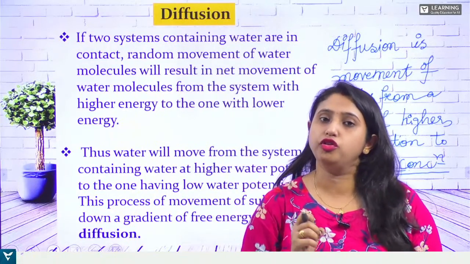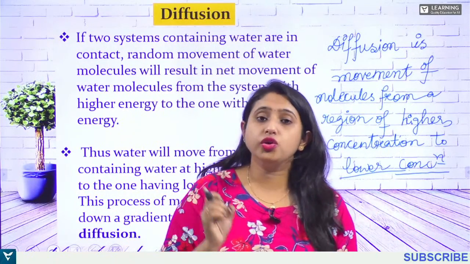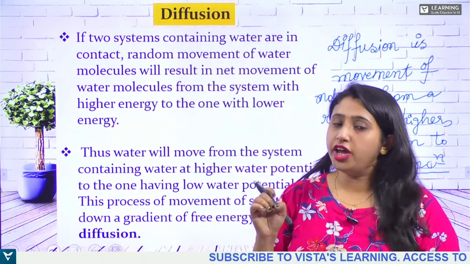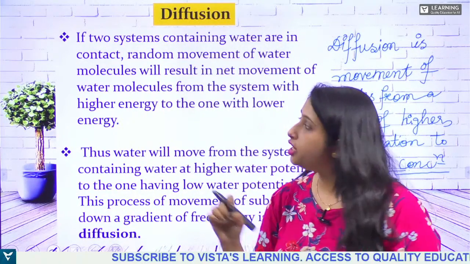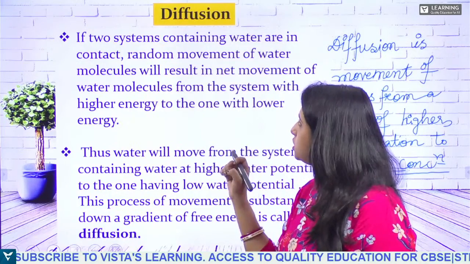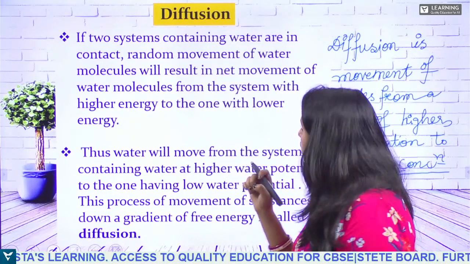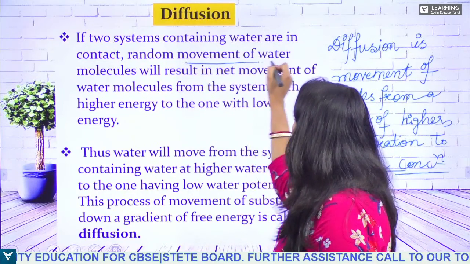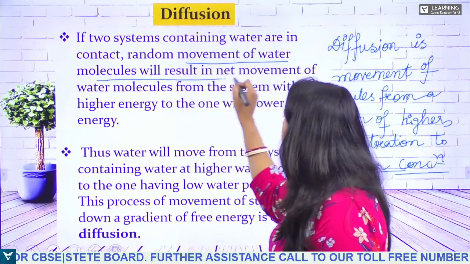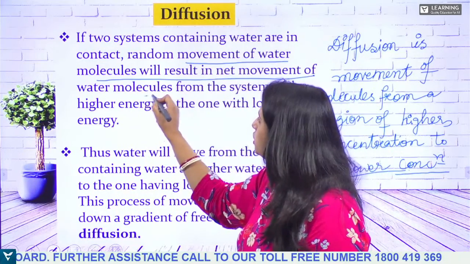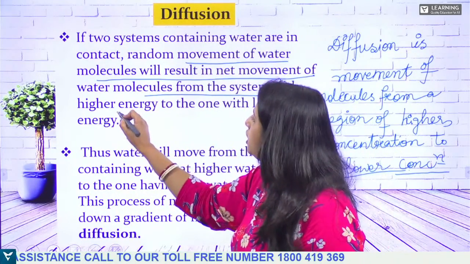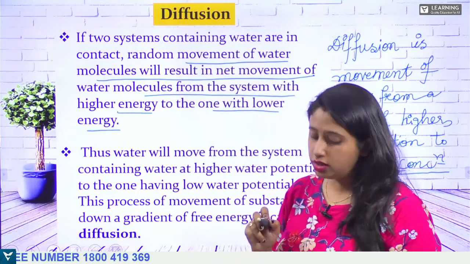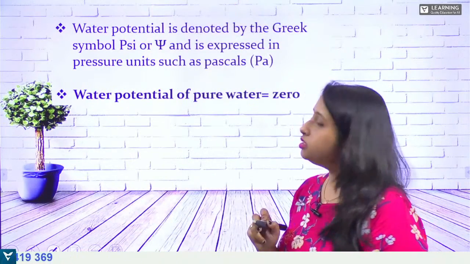And as you know, diffusion is a slow process, so it does not involve the use of ATP. In the process of diffusion, ATP is not involved. So if two systems containing water are in contact, random movement of water molecules will result in net movement of water molecules from the system with higher energy to the one with lower energy. Now what does it mean?